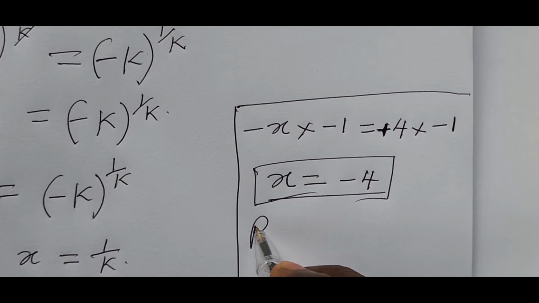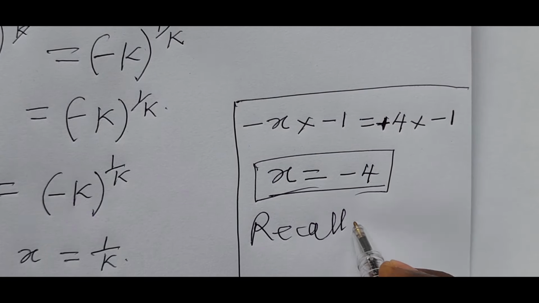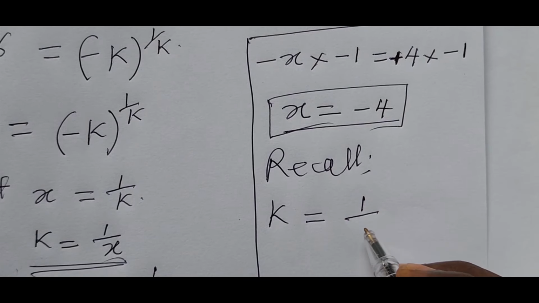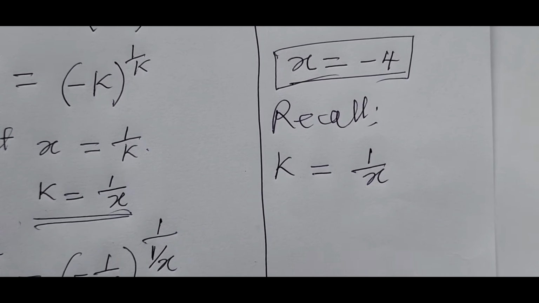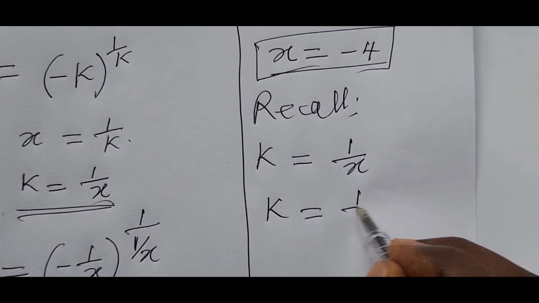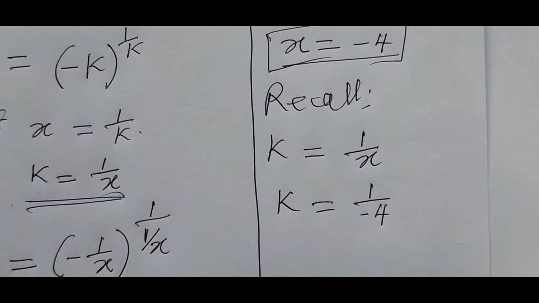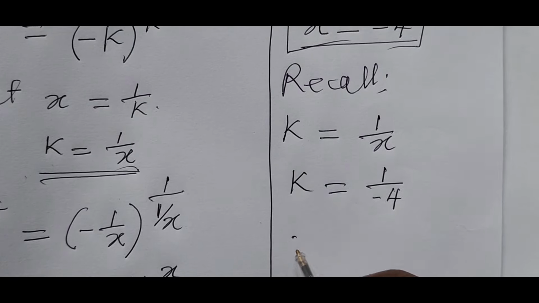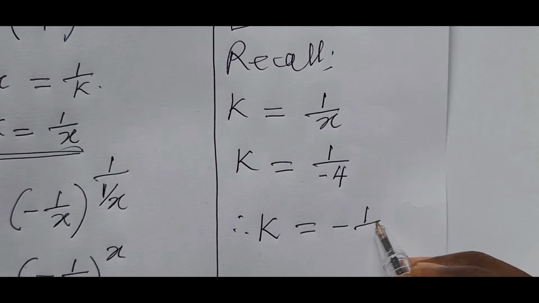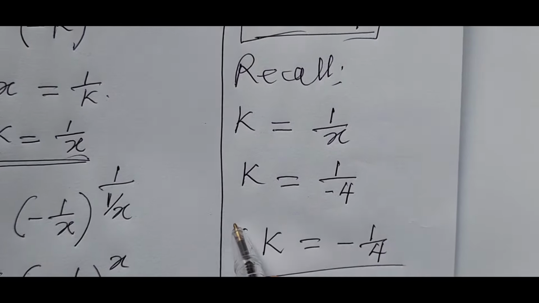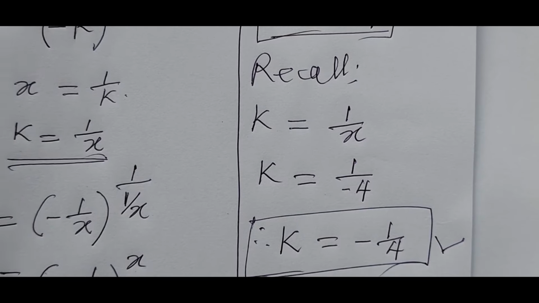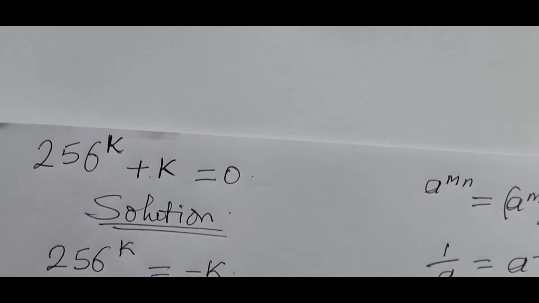So let's key into this formula. Recall that k is equal to 1 over x. So we put in the value of x here. So we have k equal to 1 over minus 4. Therefore, k is equal to minus 1 over 4. So this is the value of k that satisfies the original equation, which is this.